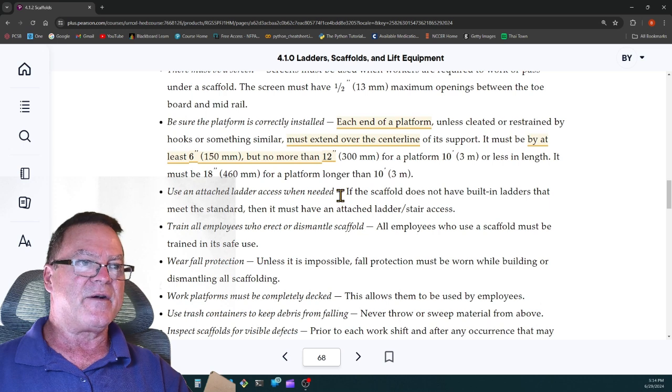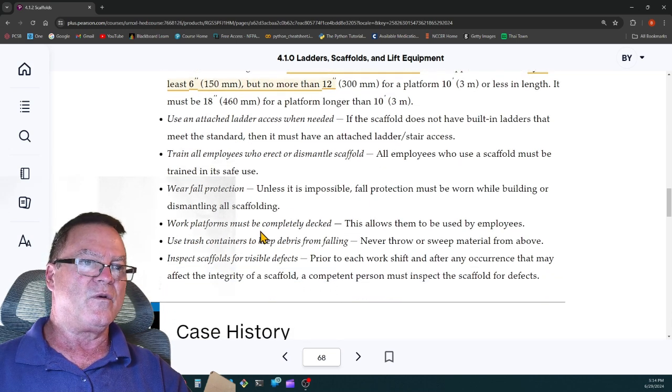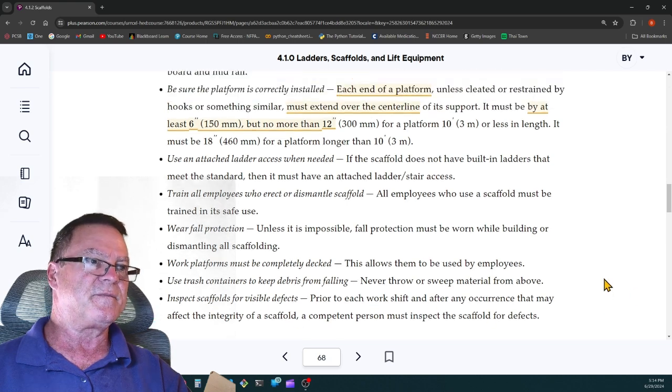Use an attached ladder access when needed. Train all employees who erect or dismantle scaffolds, wear fall protection, work platforms must be completely decked, use trash containers to keep debris from falling, and inspect scaffolds for visible defects.